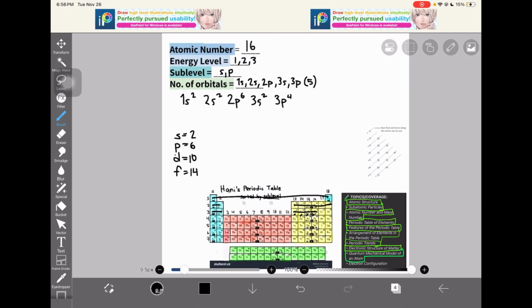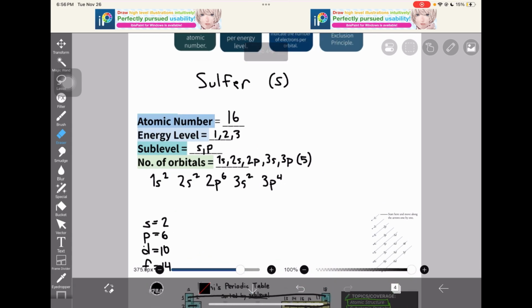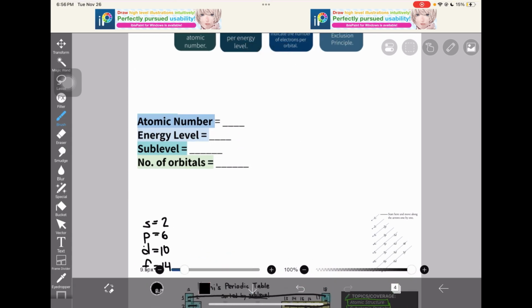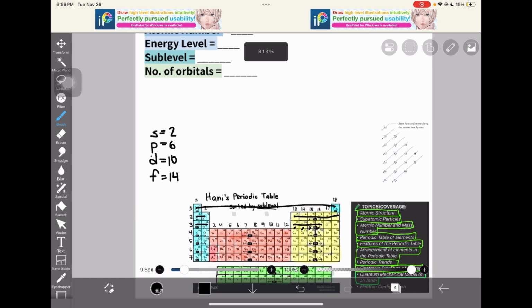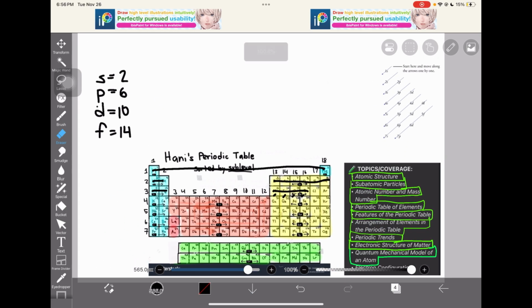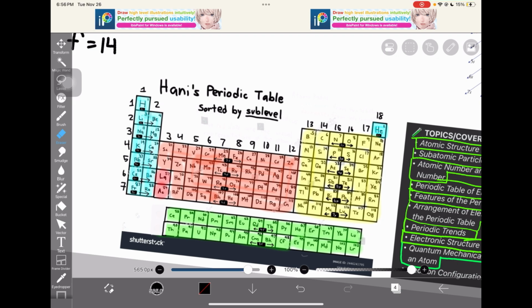Now, let's do one last example. This one we'll have to deploy a new tactic because the amount of orbitals is so high that the configuration will just get too long for us to list. I'll choose bromine.